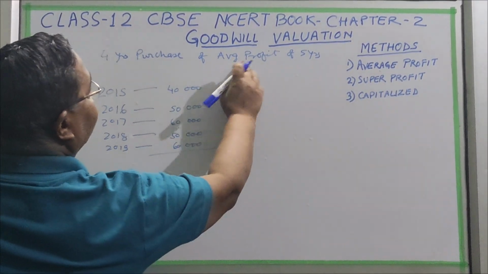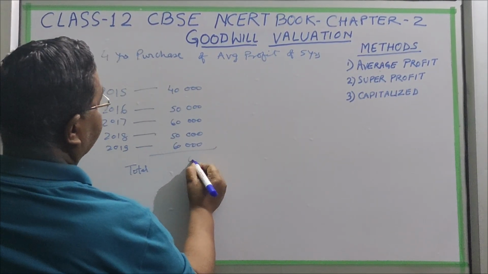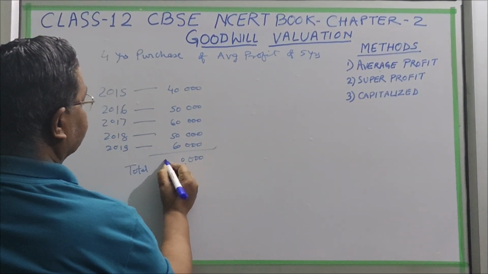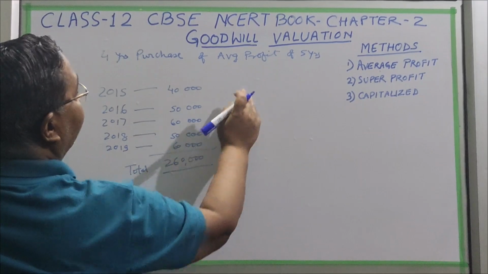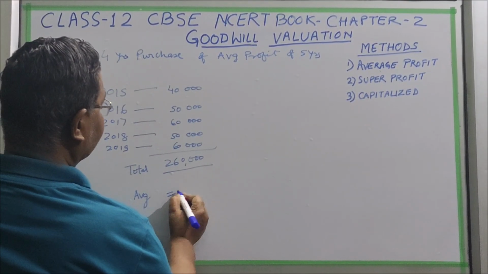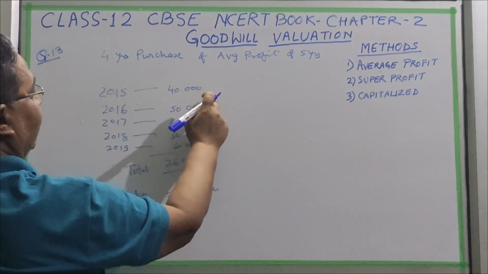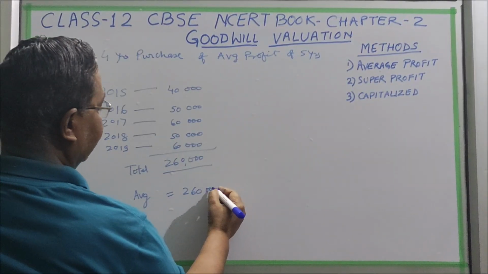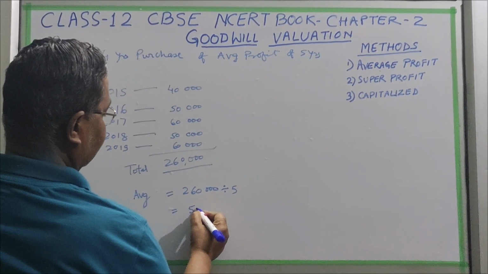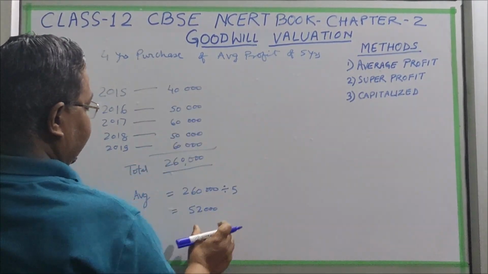To find the average profit, first you have to do the total. Okay, this total you have to do. Then to find the average of 5 years, average equals 2, 6, 0, 1, 2, 3, and here 5 numbers are there, 1, 2, 3, 4, 5. So it will be divided by 5. So this is average profit. So you have arrived at the average profit.